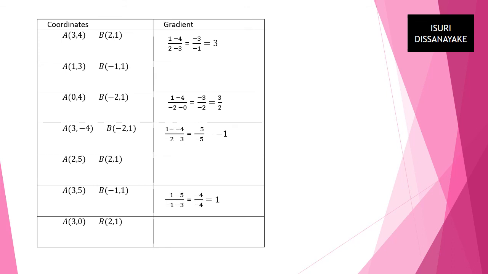One more for you. Again, we are finding the difference between the y coordinates over the difference between the x coordinates. Our equation is y2 minus y1. So y2 minus y1 is 1 minus 5, divided by x2 minus x1. We have x2 as minus 1 here, so minus 1 minus 3. So it's minus 4 over minus 4, which is equal to plus 1.